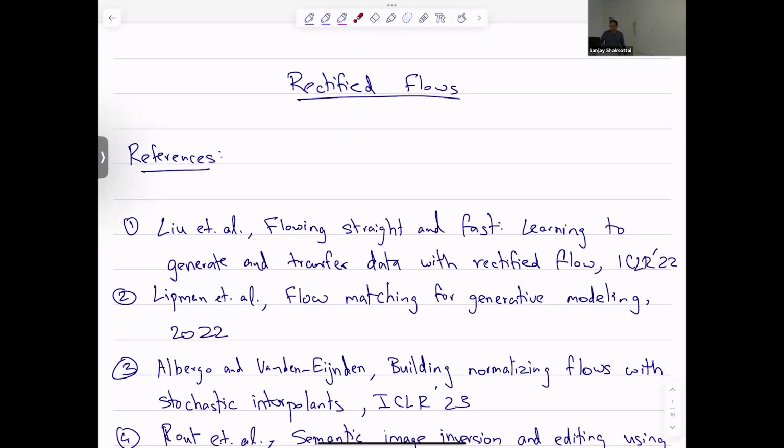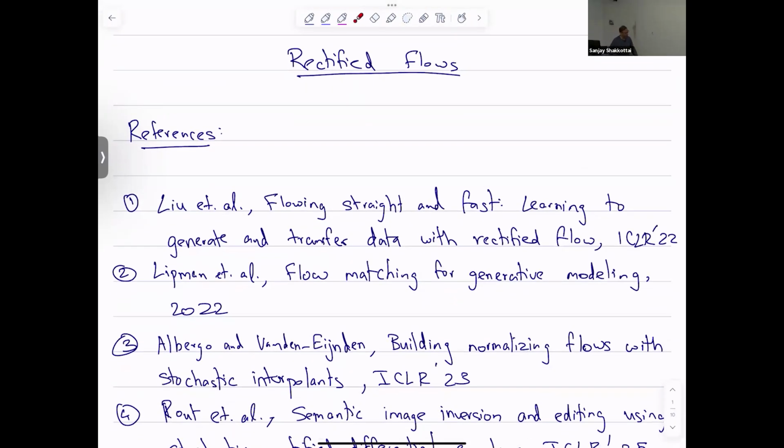All right, let's go to rectified flows. Okay. So today we are switching topics. We have finished at least one theory arc. We'll come back to some more theory, but I think for the rest of the semester, nothing is going to be as heavy as what we did so far, to be honest.